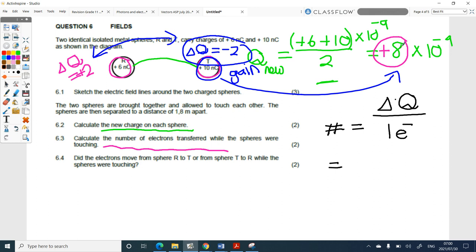So it's not going to be the 8 that they end up with. They said electrons transferred, and that's why you have to look at the change in charge. So it's going to be 2 nanocoulombs, so 2 times 10 to the minus 9. Please look out for nanos and micros and stuff in the field question. It's always there. And what is the charge on one electron?